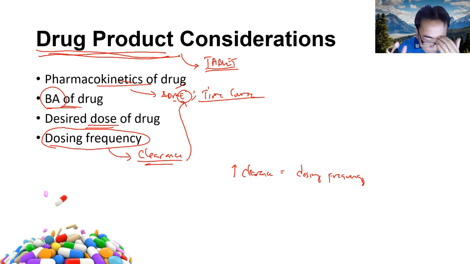Ako nga, minemorize ko nga dati mga pangalan ng kung sino-sino mga pharmacists, hindi ko na maalala mga pangalan nila ngayon. Okay? Anyway, so yun.